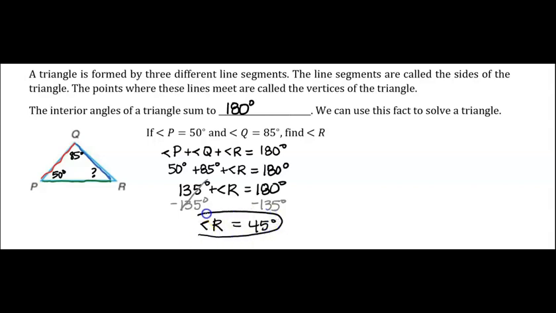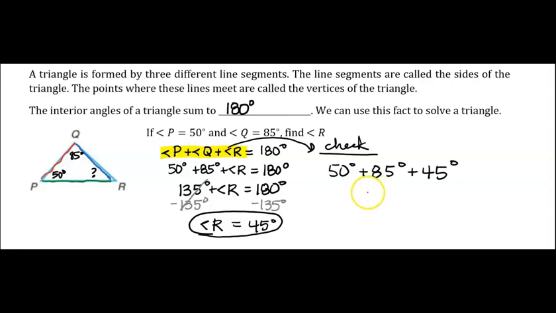And we can check that answer because if angle R is 45 degrees and P plus Q plus R should equal 180, then that means that when we add up P, which is 50 degrees, and Q, which was 85 degrees, and R, which we found to be 45 degrees, we should get 180 degrees, and we do. So angle R must be equal to 45 degrees.